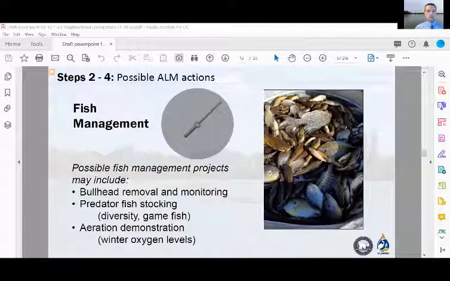Some of the possible projects for fish management could include bullhead removal and monitoring, really taking what we learned from 2021 work and moving forward to a more sustainable removal plan into 2022 and beyond. How can we do that? And also monitoring the results of that removal. The second part could be a predator fish stocking plan done on a more regular basis, which could look at population diversity as well as game fish diversity. The third one, and very important, is trying to work with the winter oxygen levels in the lake through aeration projects.